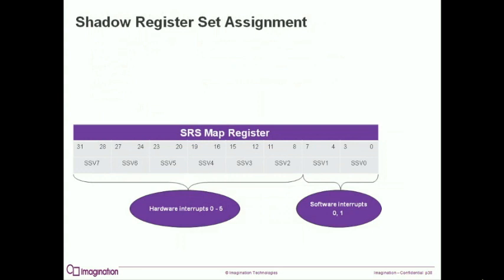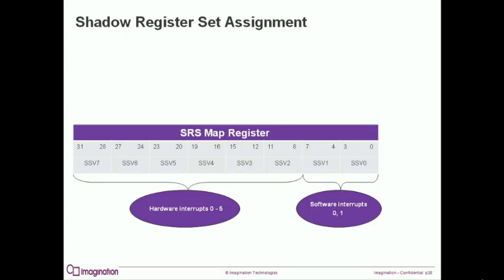In one of the examples, I will be using a shadow register set, so I need to configure which register set will be used by that interrupt vector. I want hardware interrupt 1 to use shadow register set 1. Hardware interrupt 1 goes to interrupt vector 3, since the first two interrupt vectors, 0 and 1, are for software interrupts. Each field in the shadow register set map register is 4 bits. Each contains the number of the register set to be used, with 0 indicating the general purpose register set and 1 through 15 indicating a shadow register set.